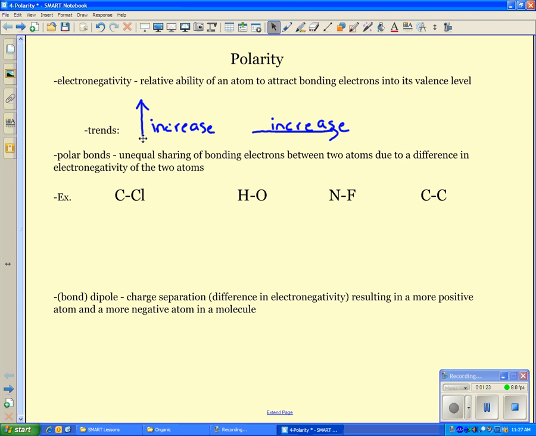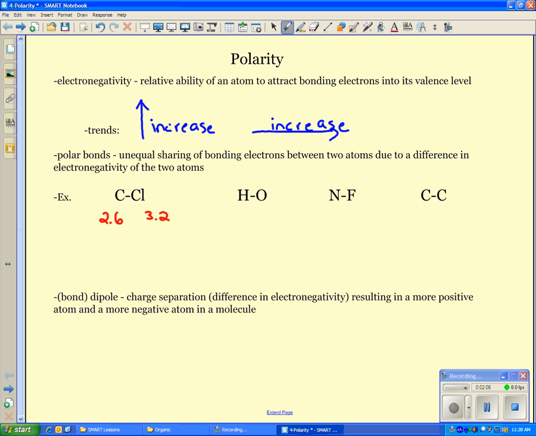A polar bond is an unequal sharing of bonding electrons between two atoms due to a difference in the electronegativity. So if we look at a couple of examples of bonds between elements and look at their values, we should be able to see if there is an equal sharing or not. So carbon and chlorine. Carbon has an electronegativity value of 2.6, and chlorine has an electronegativity value of 3.2. Both relatively high values on the scale. Fluorine has the highest value of 4.0, but there is definitely a difference between those two.